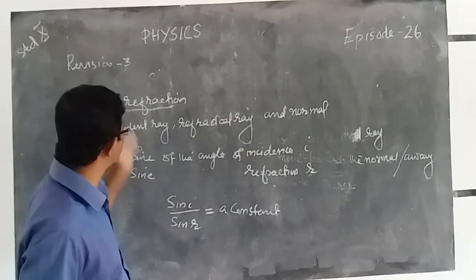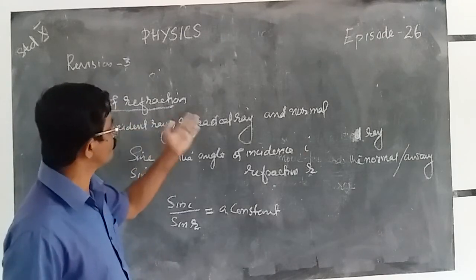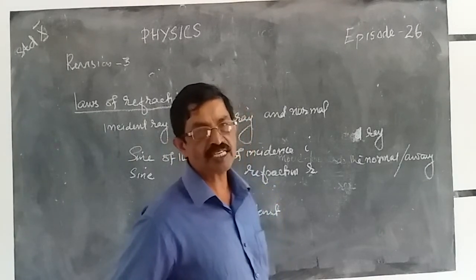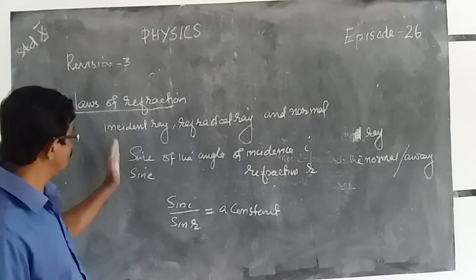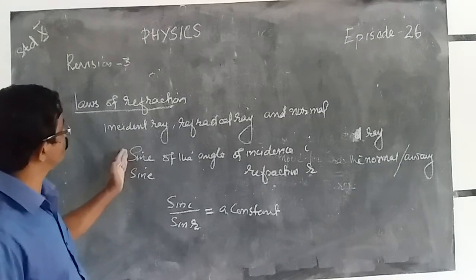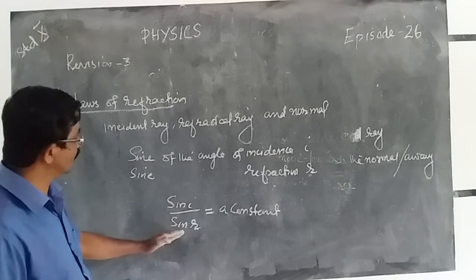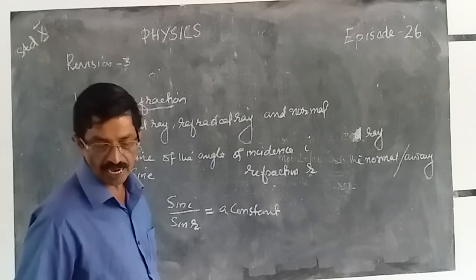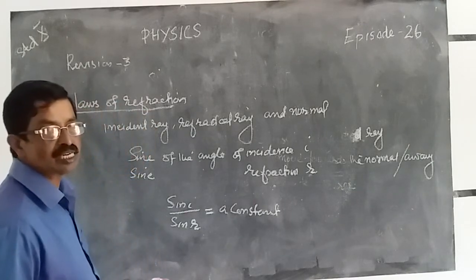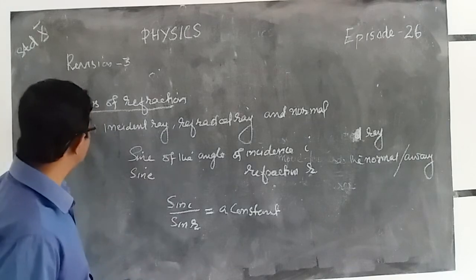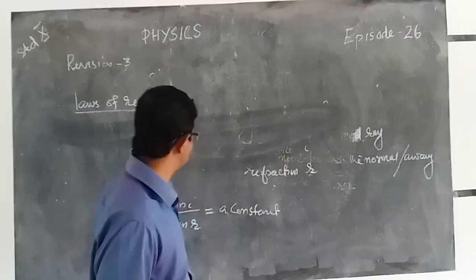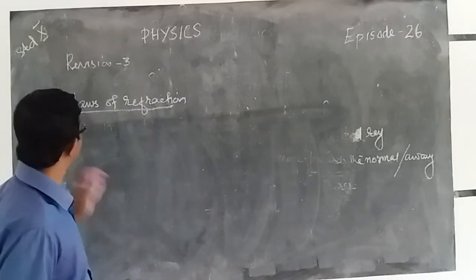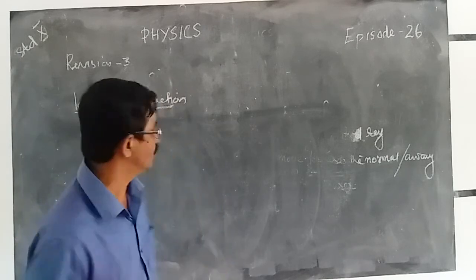These are the two laws of refraction. That is, the incident ray, refracted ray, and normal at the point of incidence lie in the same plane. Second, sin i, the sine of the angle of incidence, to sin r, the sine of the angle of refraction, is equal to a constant, called the refractive index of the second medium with respect to the first medium. Usually we represent this refractive index with the letter n.